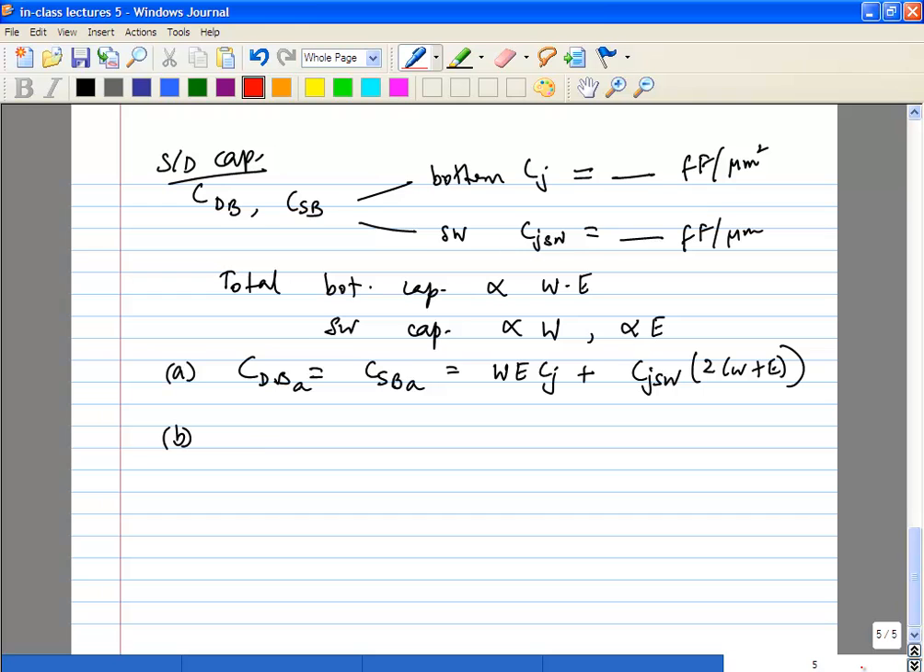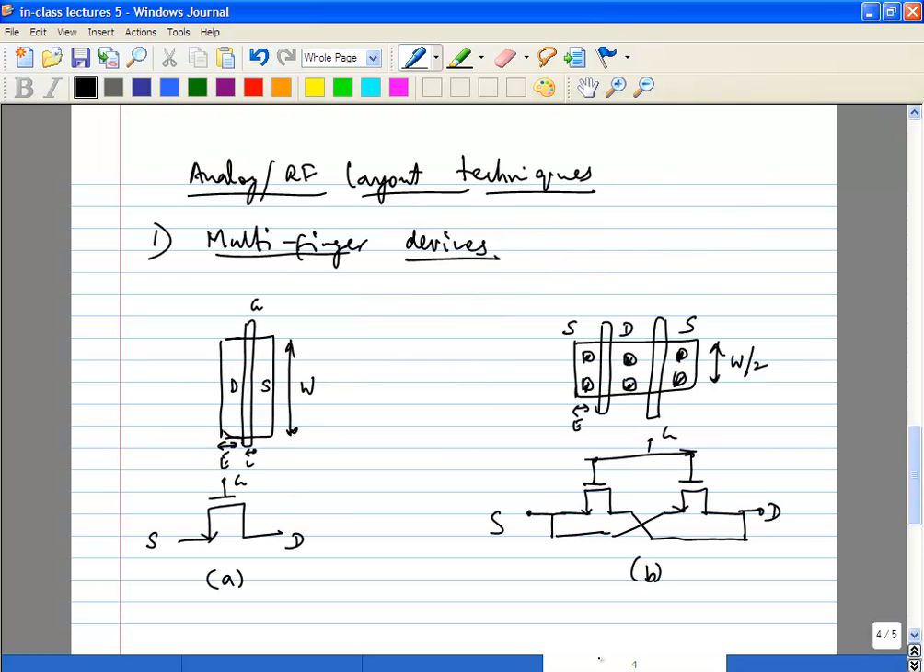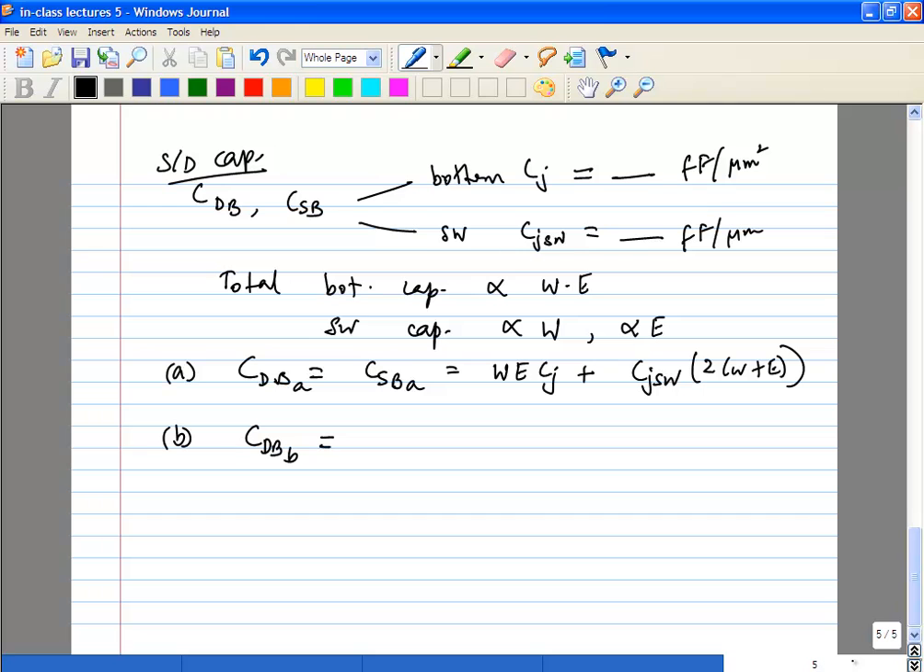How about the second case? Now in the second case, obviously now your drain and source are no longer symmetric. The way we have done it is that the drain is actually lower area, so you would expect it to have lower capacitance. And in a typical circuit, that's what you would want. Okay, normal, let's say common source amplifier, you would want it this way. Okay, what is your CdBB? Width is W over 2.